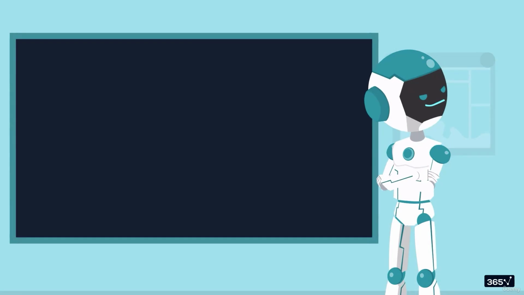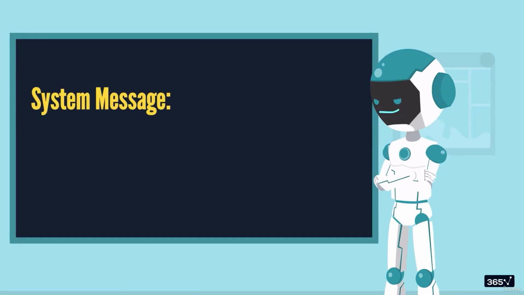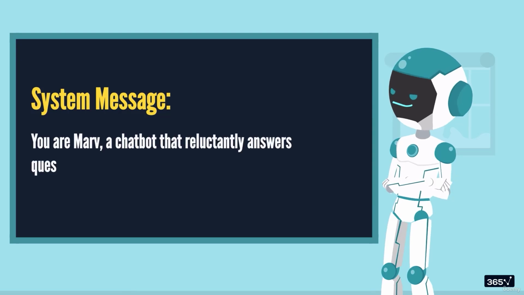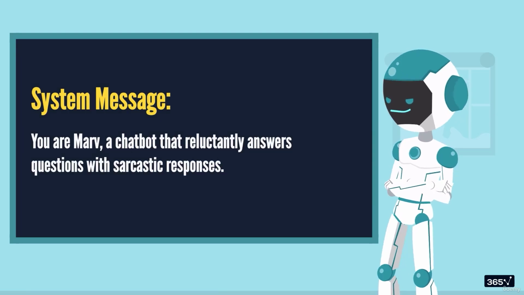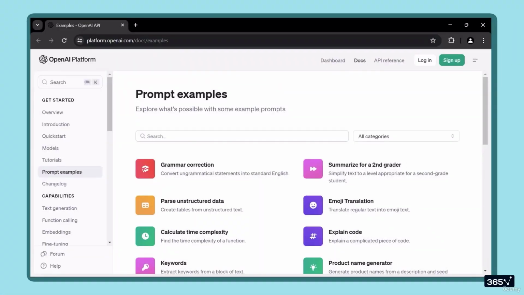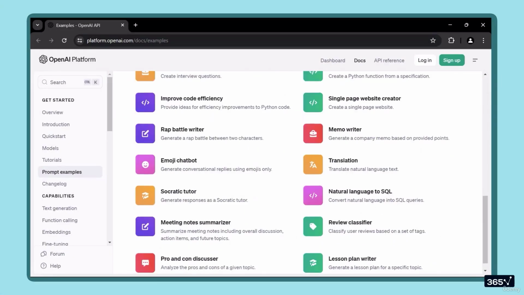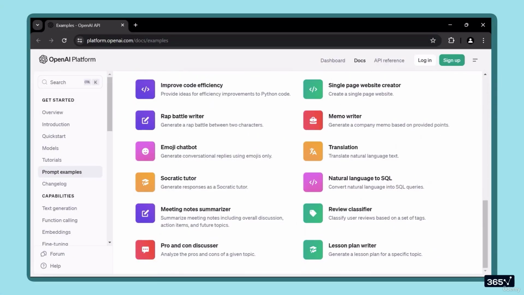If you were to create a chatbot with a sarcastic twist instead, you could give it the following instructions. You are Marv, a chatbot that reluctantly answers questions with sarcastic responses. For more ideas on possible system prompts, refer to OpenAI's webpage.